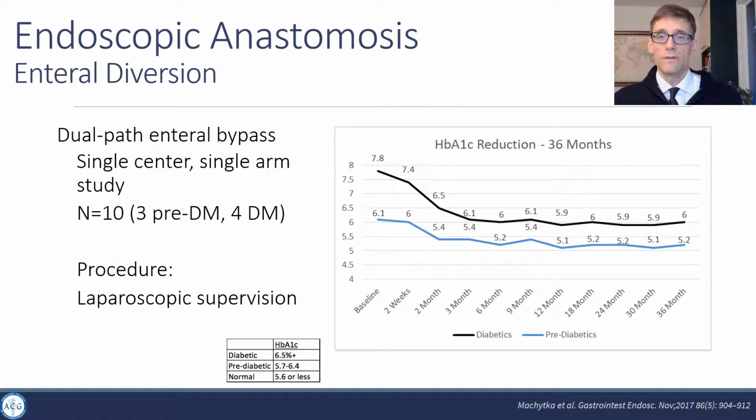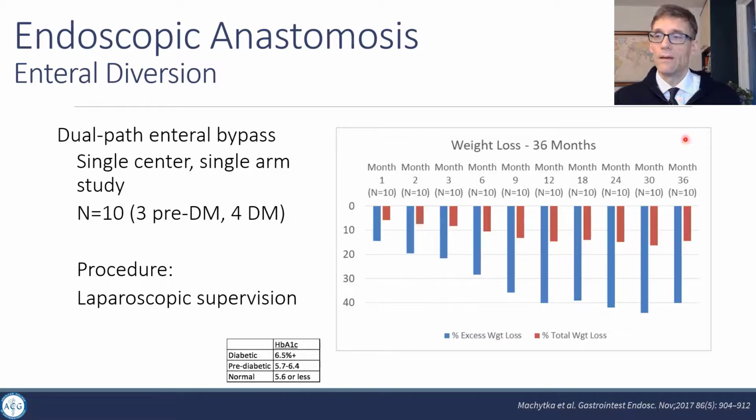Here are the results of a 10-patient pilot study performed with laparoscopic supervision. And you can see 3 were pre-diabetic, 4 diabetic, and of the diabetics, the A1C improved from 7.8 down to 6 at 36 months, and the rest improved from 6.1 down to 5.2 at 36 months. So a very nice metabolic effect there. And additionally, there was a 14% total weight loss.